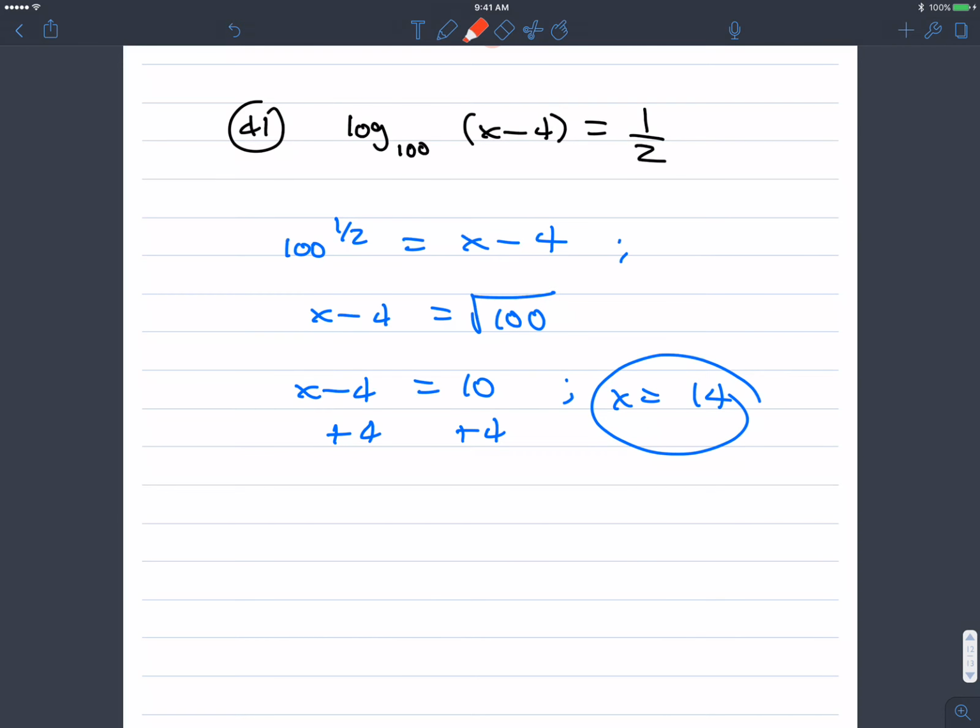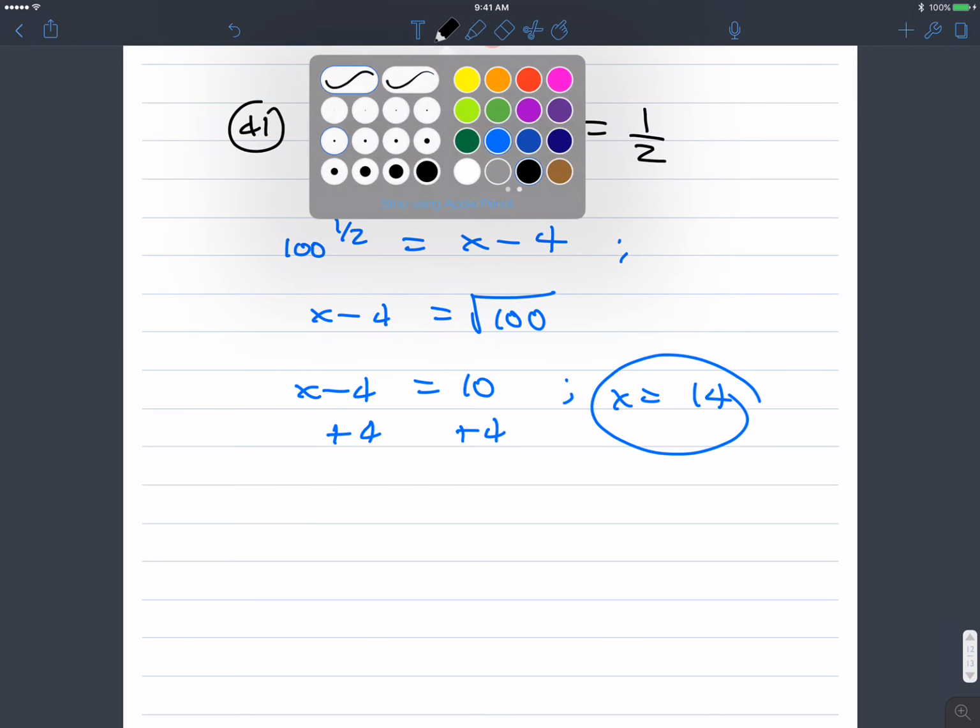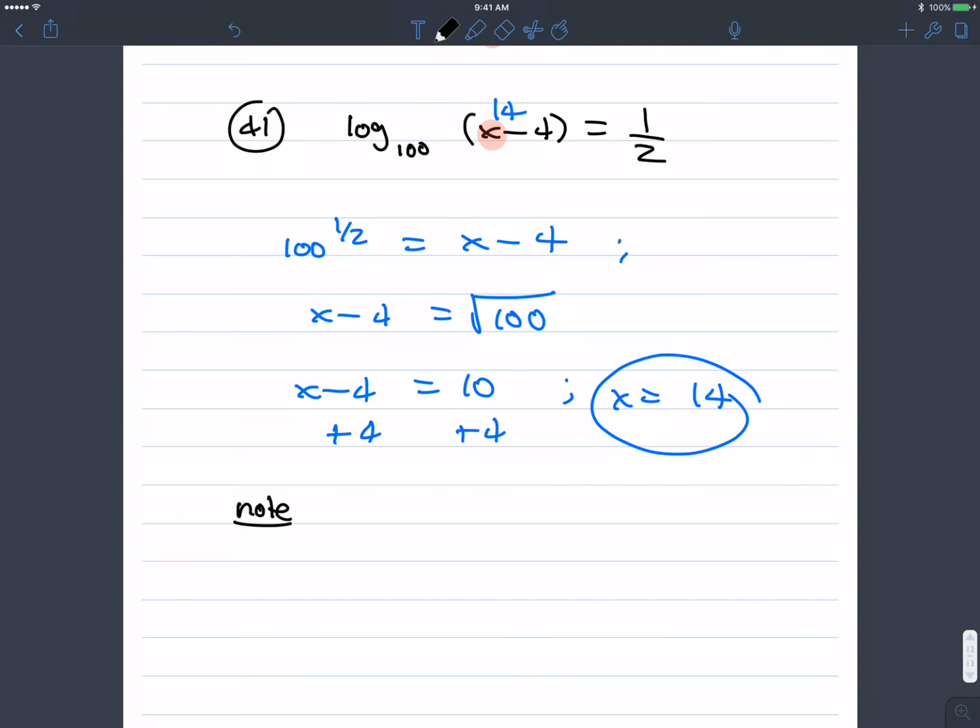Now let's check. Plug in 14 here for x. Notice what we get: log base 100, 14 minus 4 is 10, a nice positive number. Sure enough, that's going to give us a solution. And that's number 41.